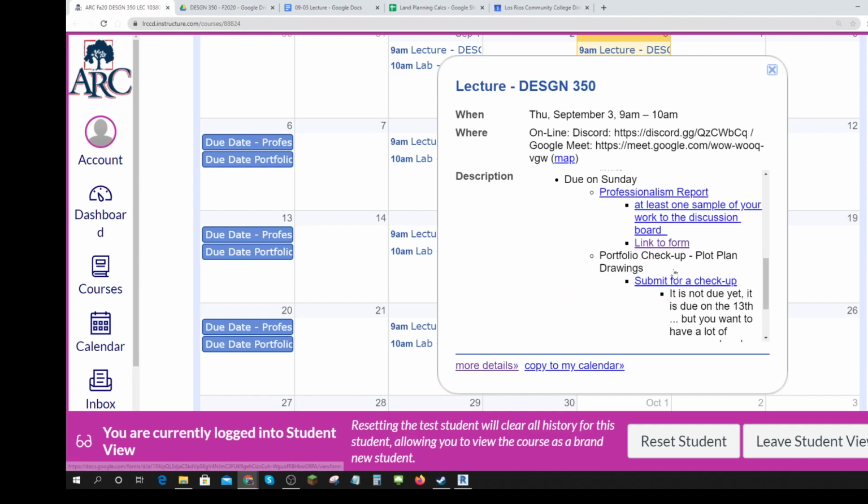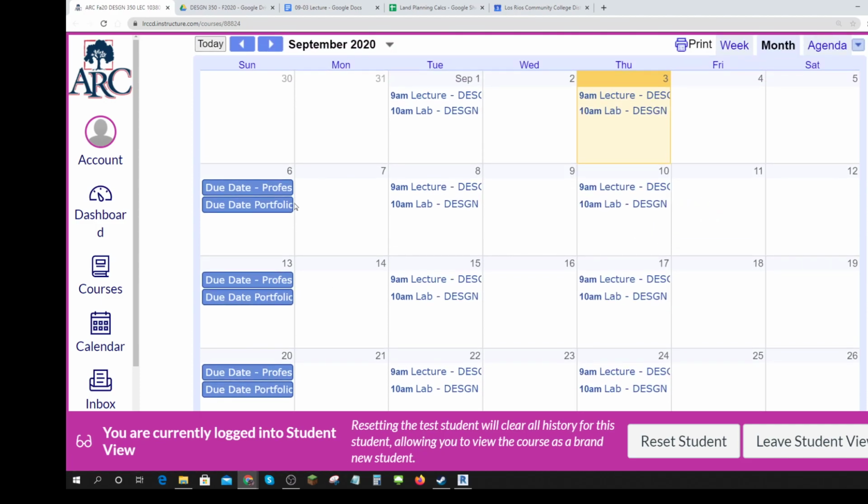So there are some things due. You can see due on Sunday is that there's a professionalism report and the portfolio checkup. So let's take a look and see where those are. Well, what do you know? They're right here on the calendar. Now you'll notice that some of these calendar things are sort of blank. I'm watching and seeing how things go, and I'm going to adjust when things are due a little bit. But right here on the calendar, it says due date.